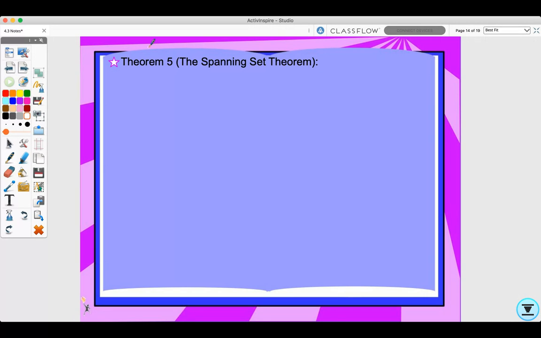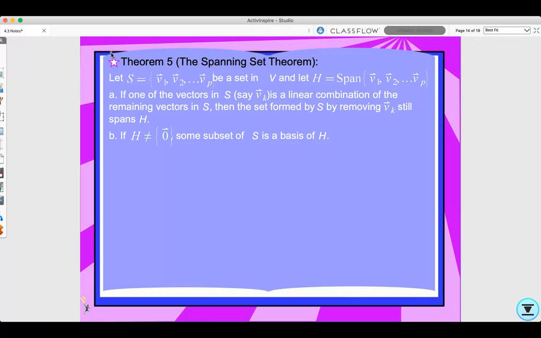Theorem 5, the Spanning Set Theorem. So this goes with the previous one. Let S be v1 all the way to vp, be a set in V, and let H be the span of v1 to vp. A: If one of the vectors in S, say v sub k, is a linear combination of the remaining vectors in S, then the set formed from S by removing v sub k still spans H. B: If H does not equal the zero vector, some subset of S is a basis of H.